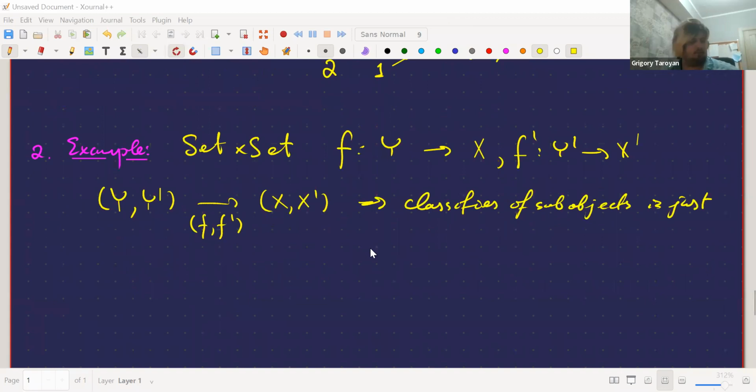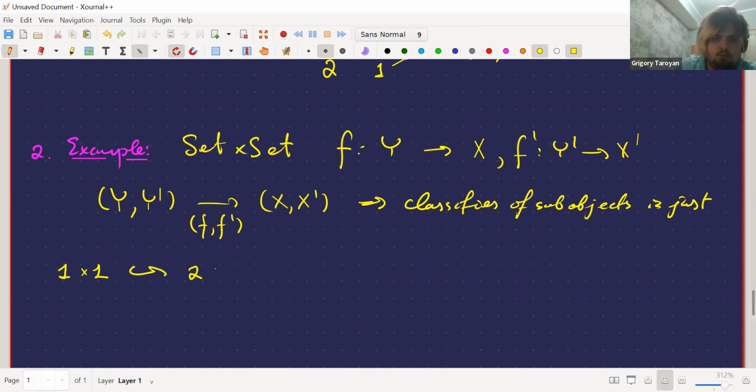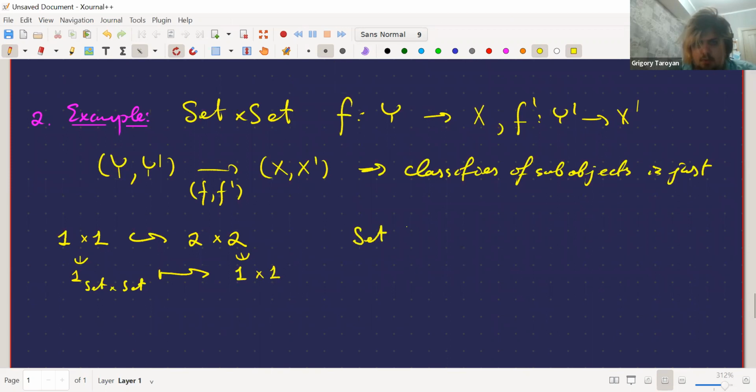Okay, so the classifier of subobjects inside of set times set is just a map from a pair, 1 times 1, into 2 times 2. And so in general, the same thing works. So 1 times 1 consists just of 1, and it is mapped to 1 times 1 here. Yeah, and so the same thing works, of course, for a product of n copies of the category of sets.